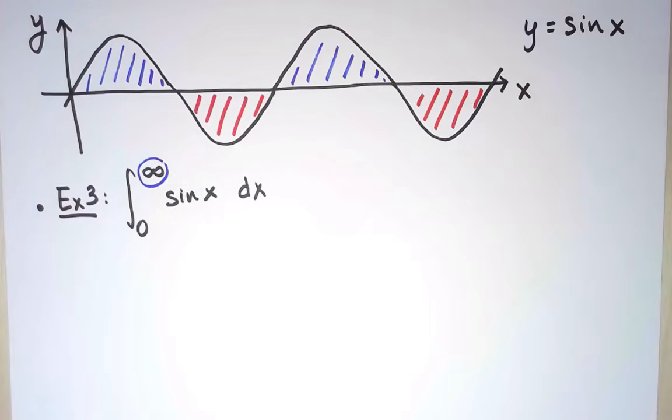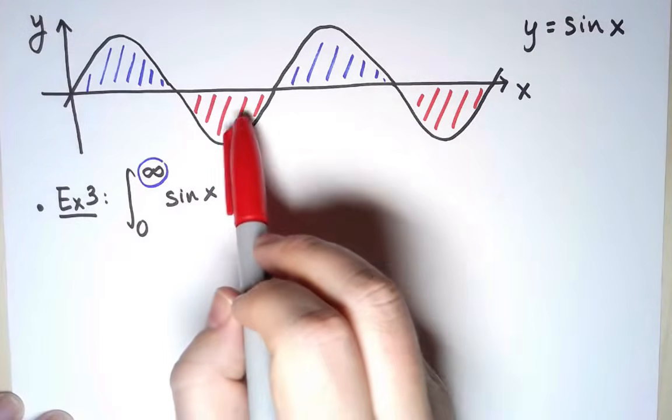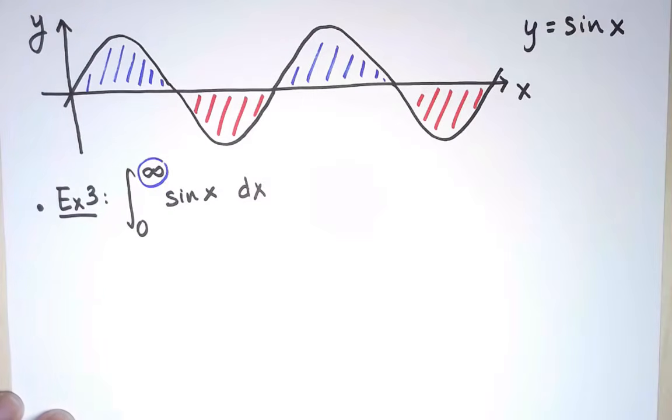If we don't think about it too carefully, it may look like the answer is going to be 0, because every positive region is going to cancel exactly with a negative region. But that could be incorrect. Let's actually do it from the definition and see why that's not the answer.